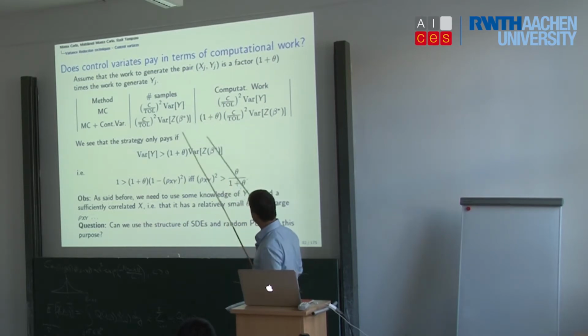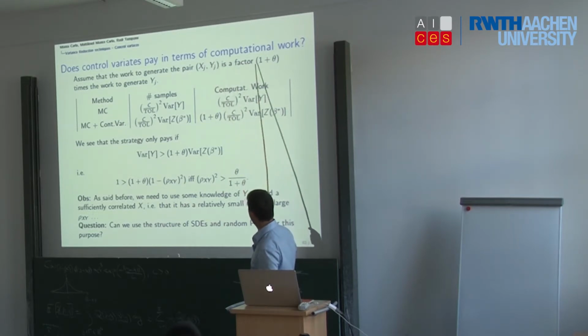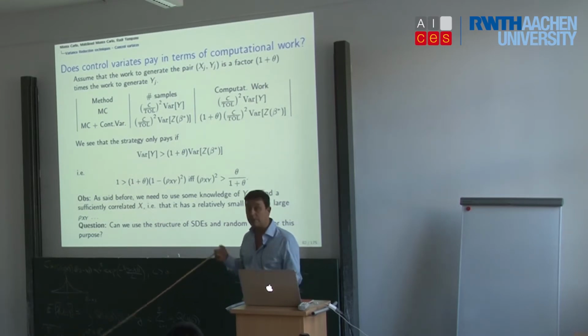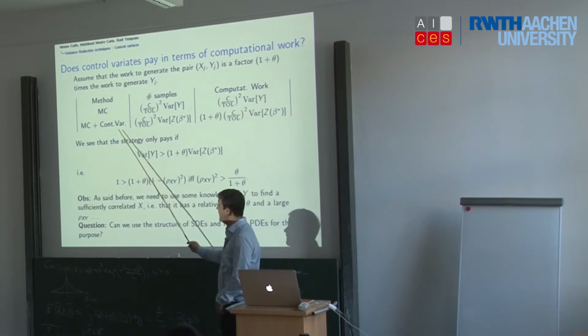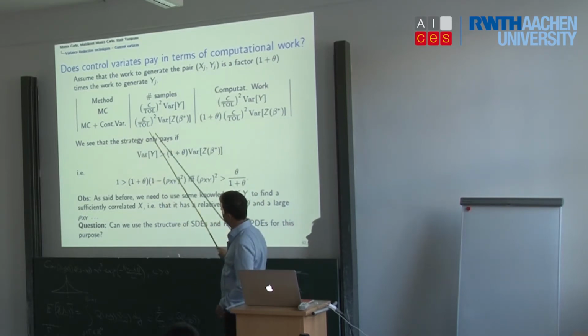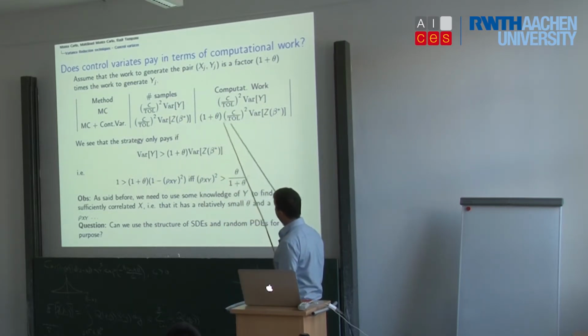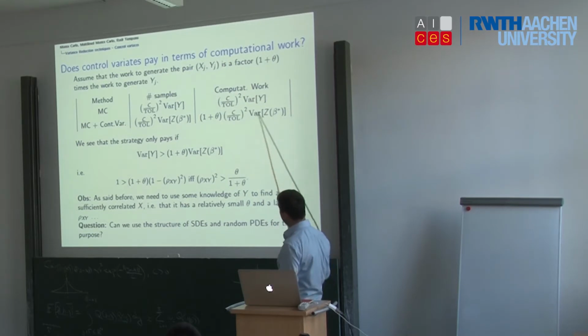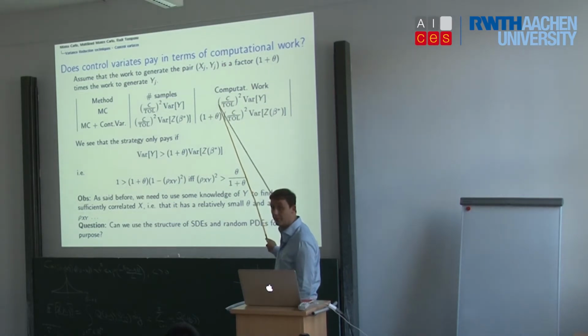Okay? Now we make the assumption that for this pair, the cost in terms of work with respect to just sampling one random variable of Y is 1 plus theta. Right? Where theta is hopefully a number that is less than 1. Okay? Yes? Now, if we use Monte Carlo and control variates, remember, I'm sampling each pair here. Now, the number of samples is this times the new variance, which hopefully is much smaller than this old variance. And the computational work is the new number of samples times 1 plus theta. Why? Because I'm sampling a pair, and here I was computing just a single random variable. Okay?